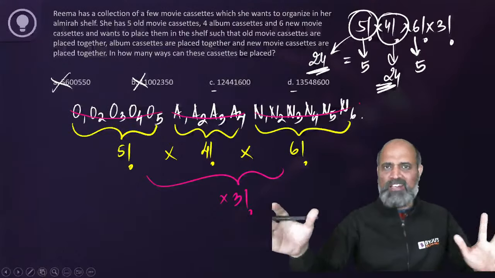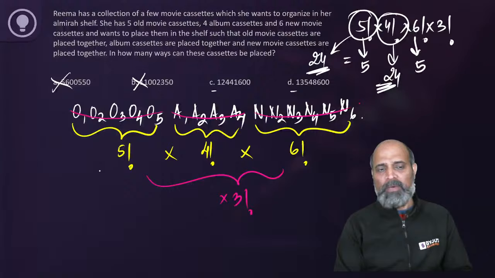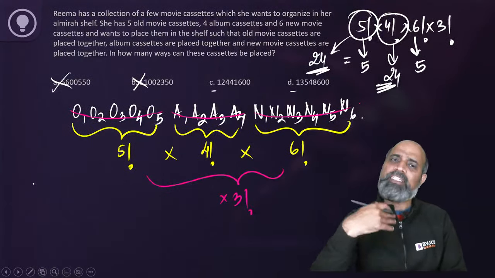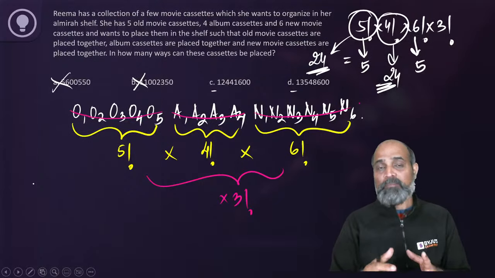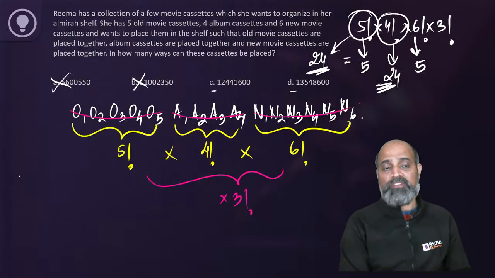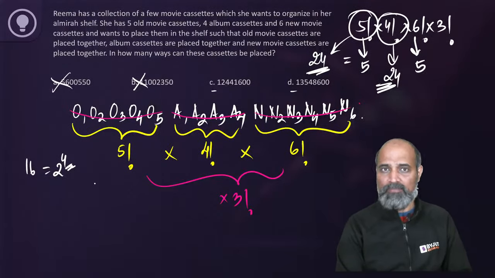Can I say my final answer should be in the table of 8 into 8, 64 for sure? That means it will also be in the table of 32, and in the table of 16, and so on and so forth. If a number is in the table of, let's say, 16, its last 4 digits should be in the table of 16. Agreed?